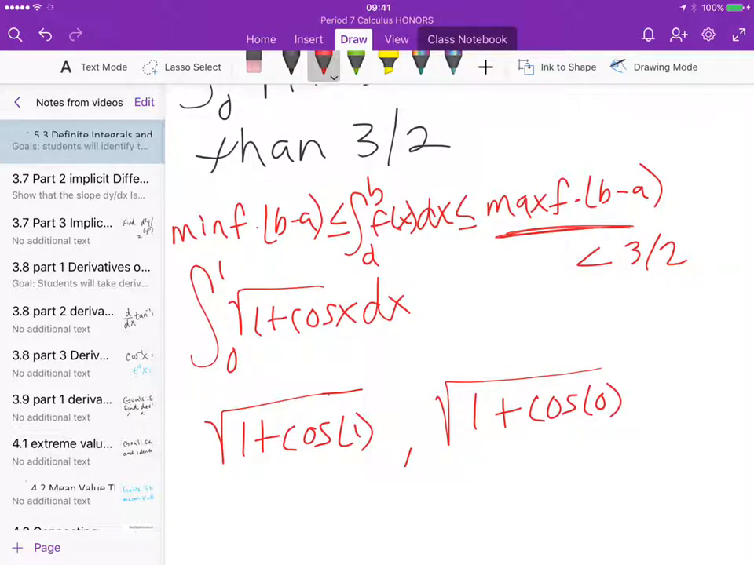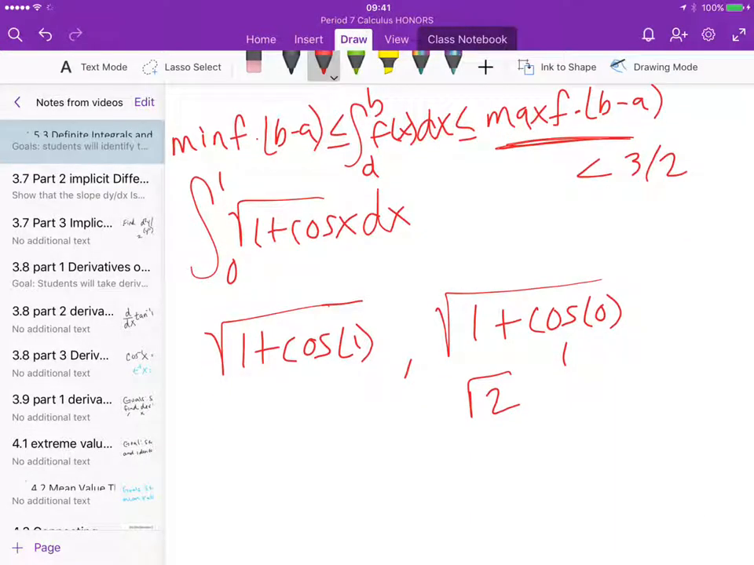All right. Well, which one's going to be our maximum? Well, right off the bat, cosine of 0 equals 1. Cosine of 1 is not 1. So cosine of 0 is 1, and that means 1 plus 1 is going to be the square root of 2. Well, the square root of 2 is going to be bigger than the square root of 1 plus cosine of 1. Roughly, we'll call the square root of 2 about 1.41, give or take a few, all right?